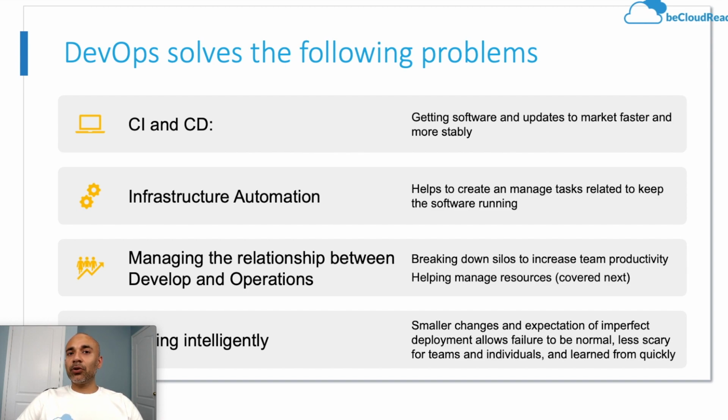Managing relationships: as you saw in the diagram I showed, the DevOps team is actually the glue between the developer, QA, and operation teams. So they need to work as a team, and that is a very important skill. And failing intelligently. This means anytime you make any changes in the infrastructure, you always do it as a part of code. I'll talk later about what infrastructure as code is and why it is so important, and that is one of the core pillars of DevOps.